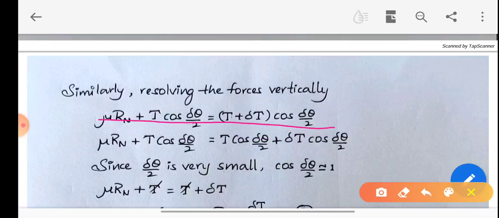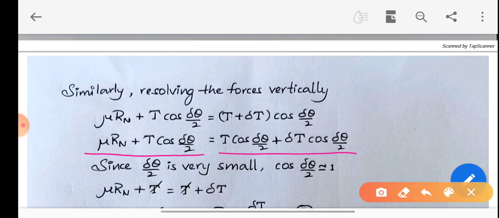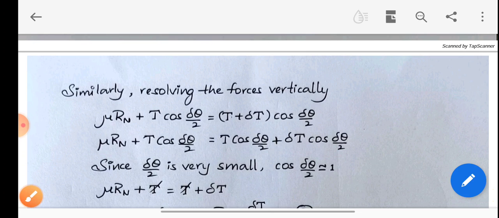Now upon simplification, you can see μRn I will write as it is, then T cos(Δθ/2) as it is, then here I will multiply this (T + ΔT) with cos(Δθ/2). Again here, since Δθ/2 is very small, I can write cos(Δθ/2) is equal to 1. So I will replace this cos(Δθ/2) as 1 in the above equation.